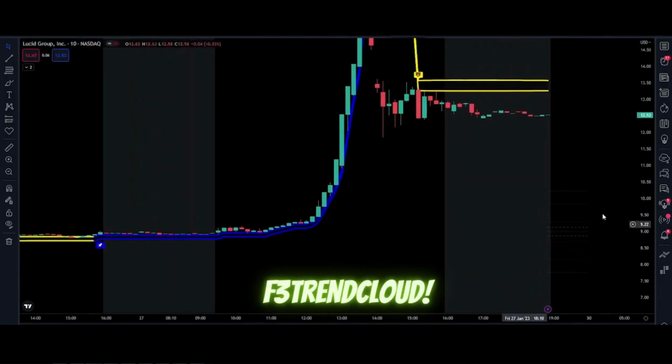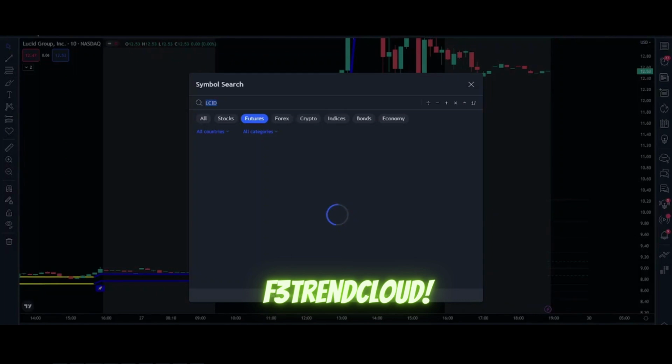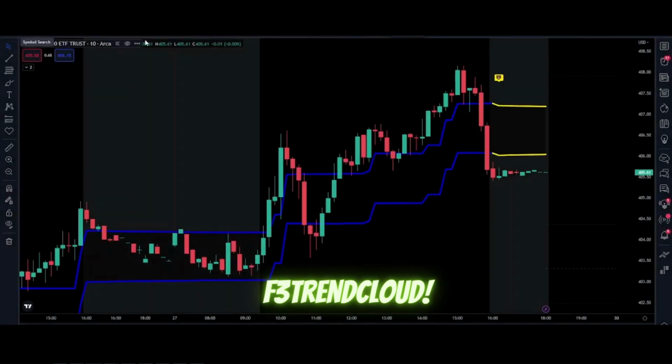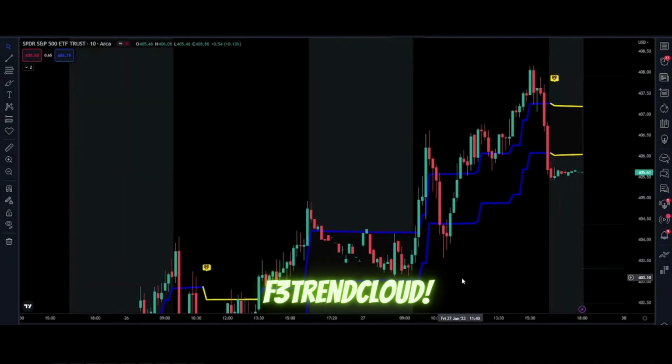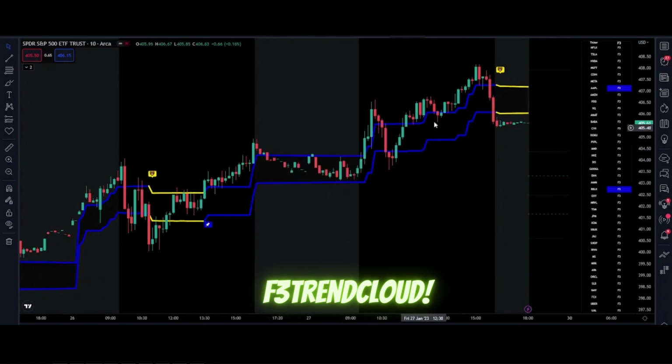F3 traders use the trend cloud to help us identify what the trend is. So it's as basic as this. When you get the rocket right here, blue trend cloud, we expect bullish price action. When you get the yellow bear, yellow trend lines, yellow background, we expect bearish price action. Alright, that's pretty much how it goes.